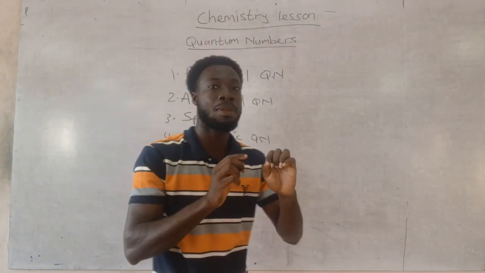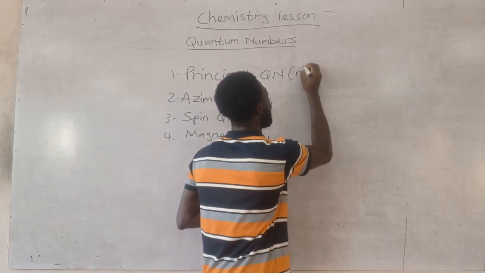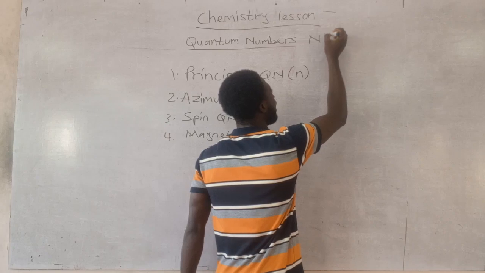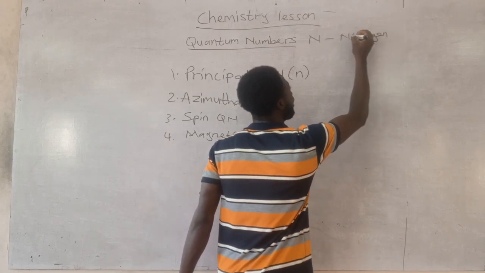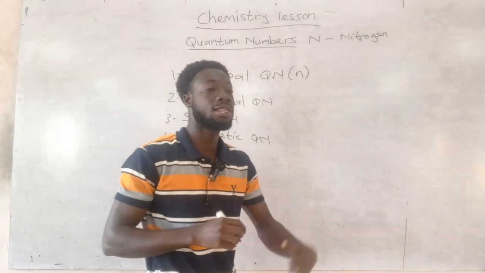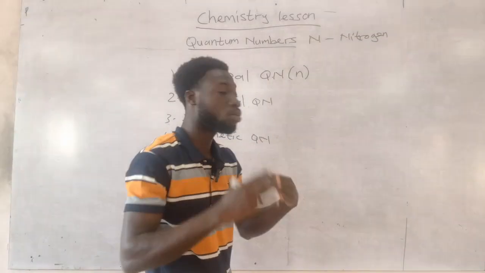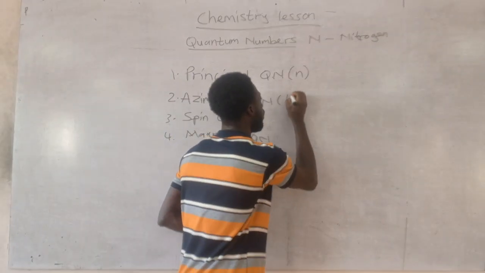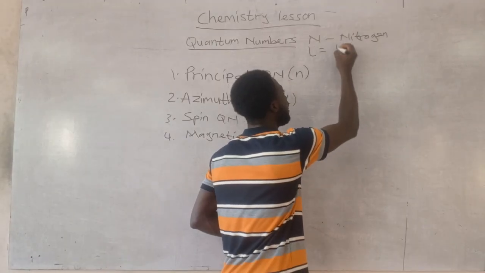Now, the principal quantum number is denoted by the letter small n, not capital N. Capital N can mean nitrogen. And then the azimuthal quantum number or subsidiary quantum number, or the angular momentum, is also denoted by the letter small l. It's not capital L. Capital L can mean liters.